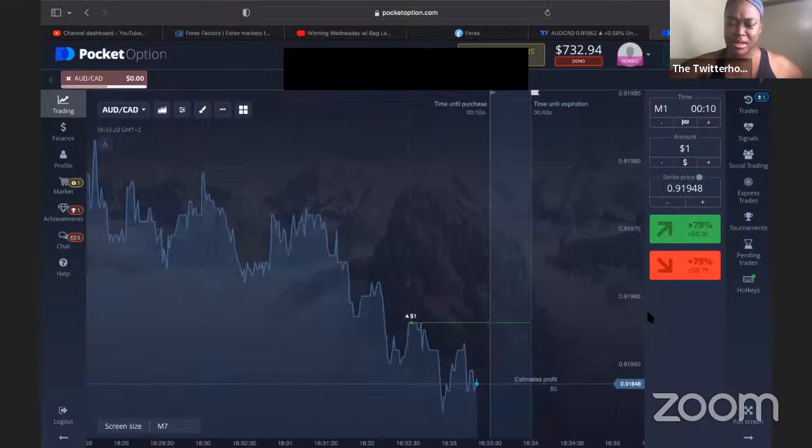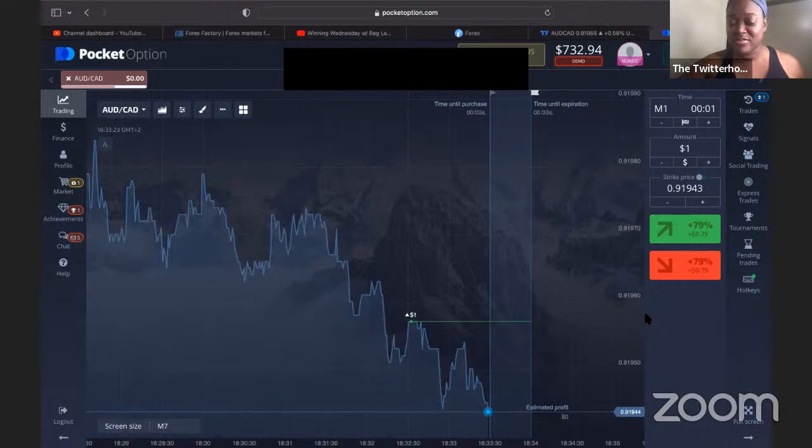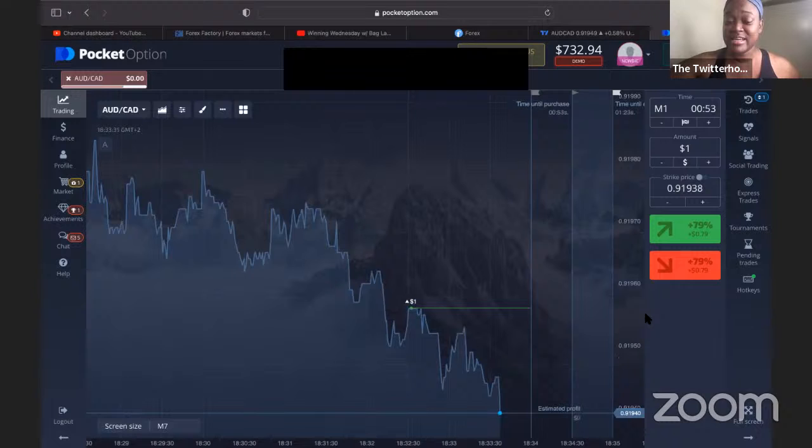Come up, up, up, up, up. And that's just how you get into a trade. So of course, we're not in Vegas, so this is not gambling. So we have to do some analysis to determine exactly where we would enter, right?